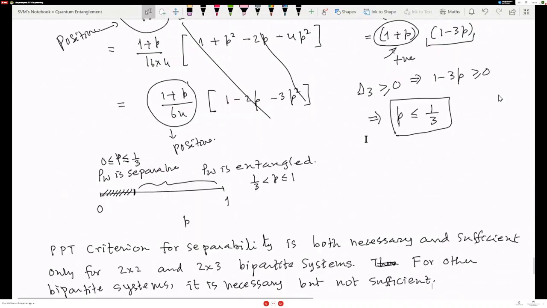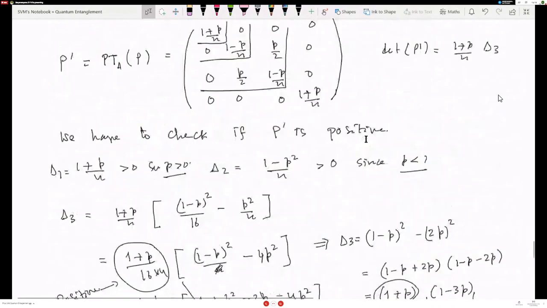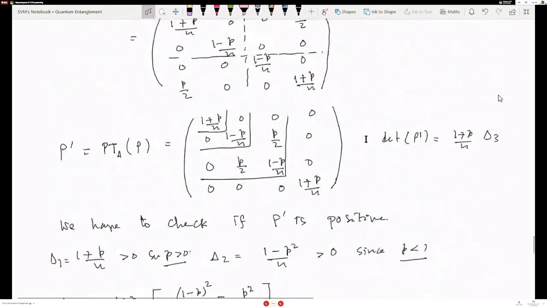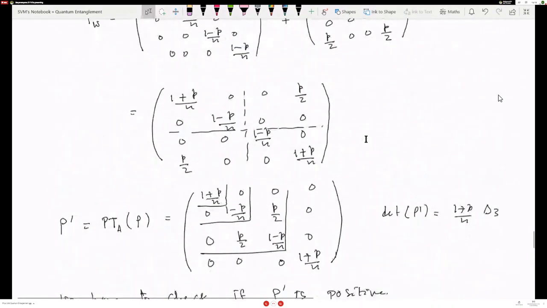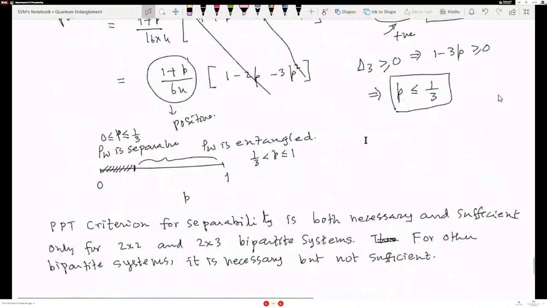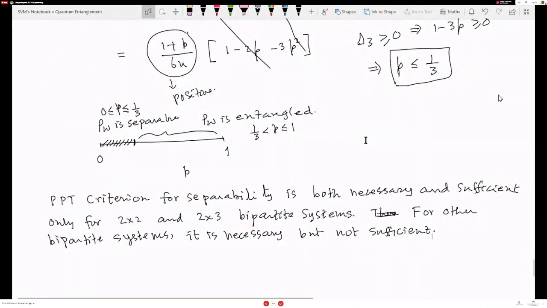So this is one criterion. But interestingly, I think there is another situation in which this criterion works, that is in infinite dimensional systems. There are certain states called Gaussian states. If you have infinite dimensional continuous variable systems, then this PPT criterion once again is both necessary and sufficient.